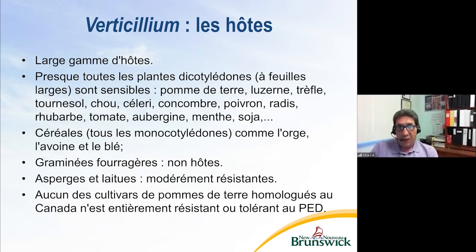However, monocots, which are cereals, and also forages, so cereals such as barley and oats and wheat, and forage grasses are not hosts for Verticillium, but they are hosts, as you'll see later on, for the nematode. Asparagus and lettuce are moderately resistant to Verticillium, but none of the potato cultivars that are present and used in Canada is fully resistant or tolerant to potato early dying.